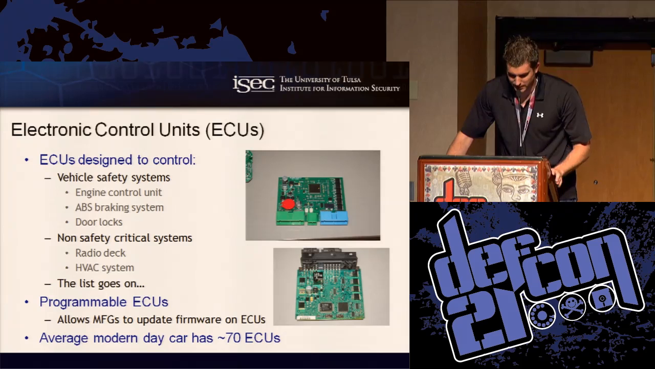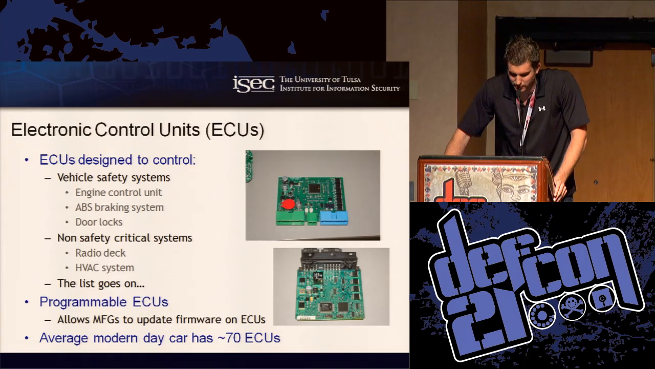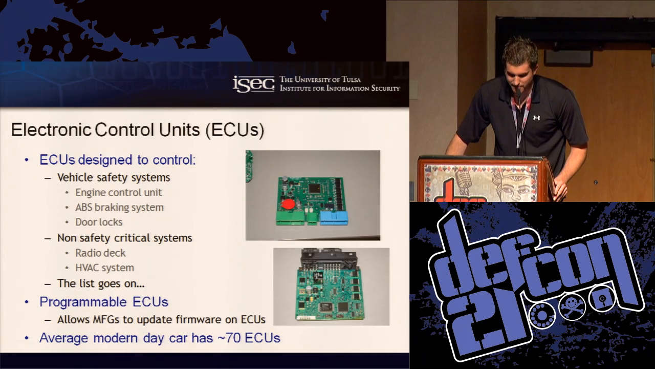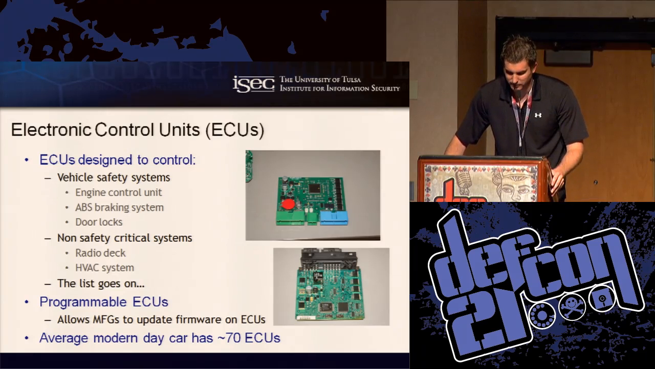And then the actual computer systems on CAN networks, or vehicle systems for that matter, we call ECUs, electronic control units. These are designed to control a variety of features on the vehicle, everything from safety critical systems to non-safety critical systems. And these devices are, for the most part, programmable, which is nice from the automotive manufacturer point of view, because if there's a flaw or vulnerability discovered within one of these devices, they can just push out new firmware updates or patches, as opposed to physically removing these devices. The average modern day luxury vehicle has somewhere on the order of 70 or so ECUs.